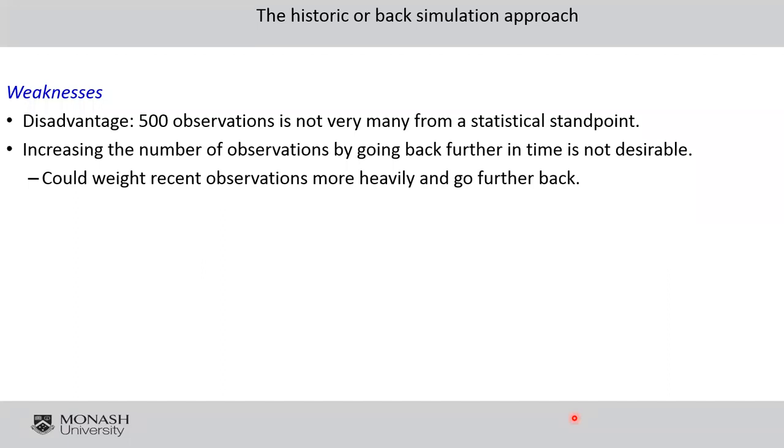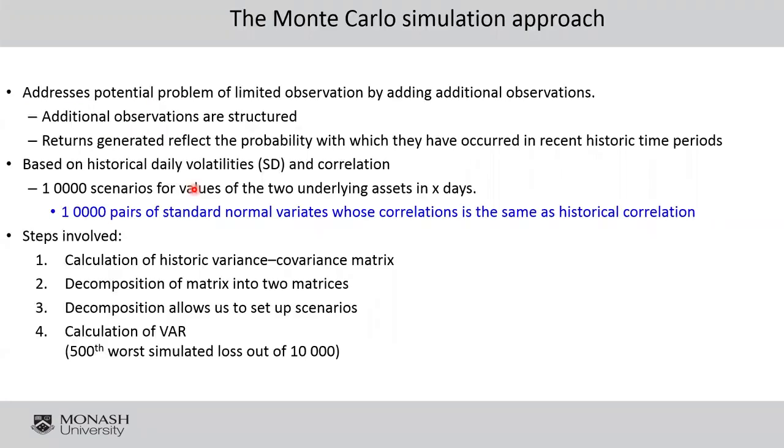Now, the problem with back simulation, they will tell you, as always, there is somebody who will come to criticize. The 500 observations may not reflect the actual changes in the future for the Japanese yen and the Swiss franc. It is not reflective. So you need to increase them. So they use something called Monte Carlo simulation.